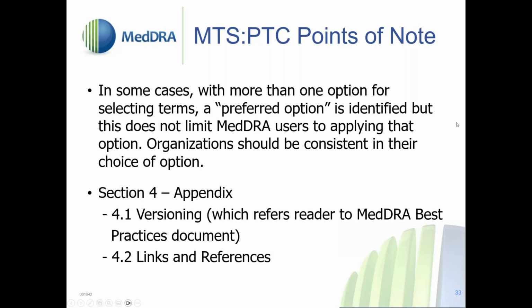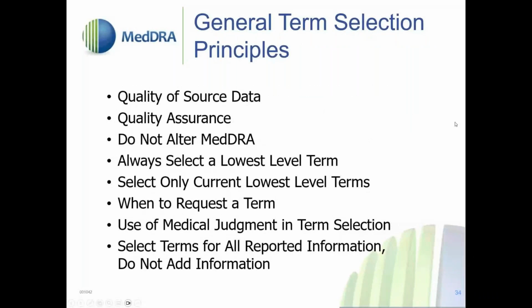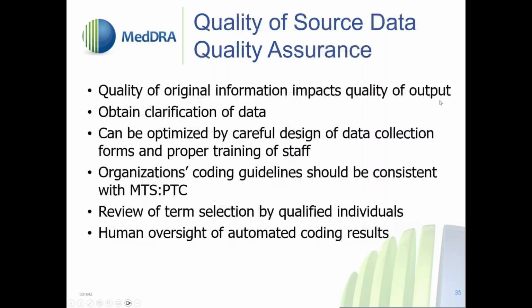These are some of the general principles within the ICH coding guidelines, the MTS points to consider, and we'll be going over these in more detail in the following slides. So let's start with quality. When we talk about quality data for purposes of coding, we can think of 2 types of data.